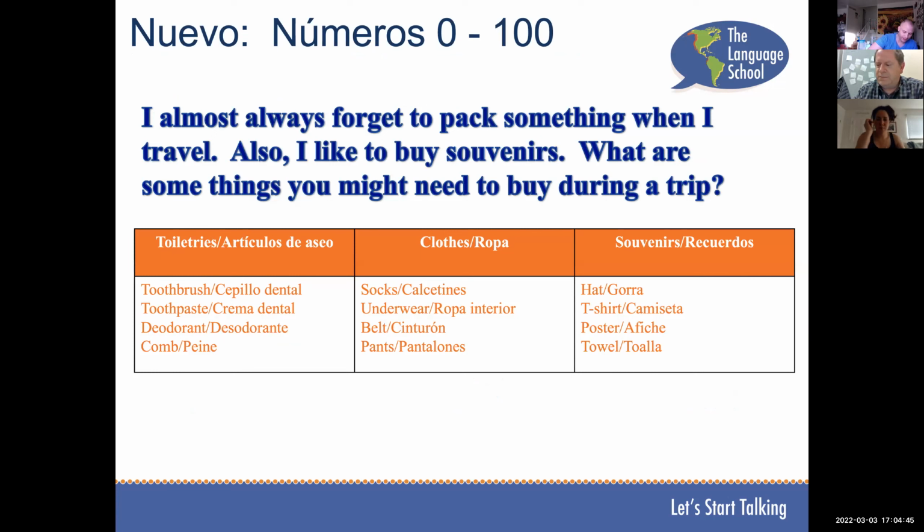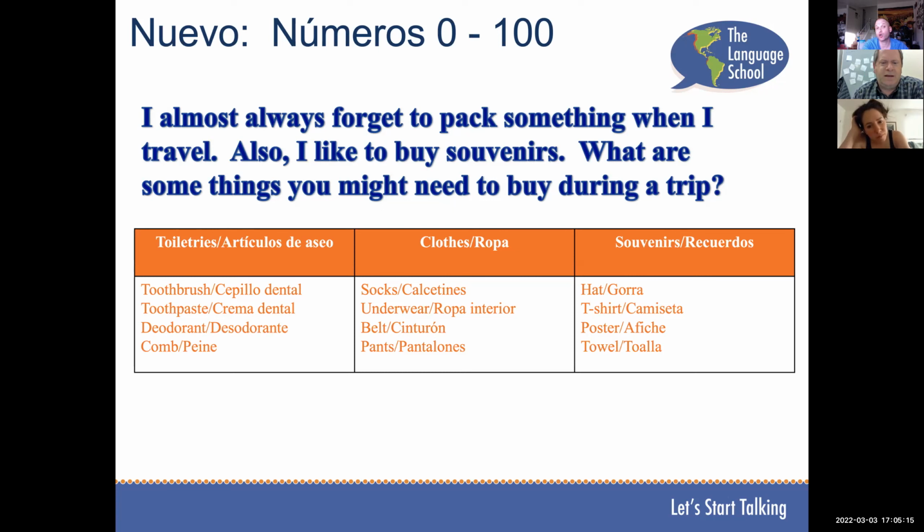All right, so good vocabulary also for traveling is things that you might forget, which I do frequently when I travel. So the first category is artículos de aseo, which is toiletries. Repiten, cepillo dental. Crema dental. Desodorante. Peine. Muy bien.